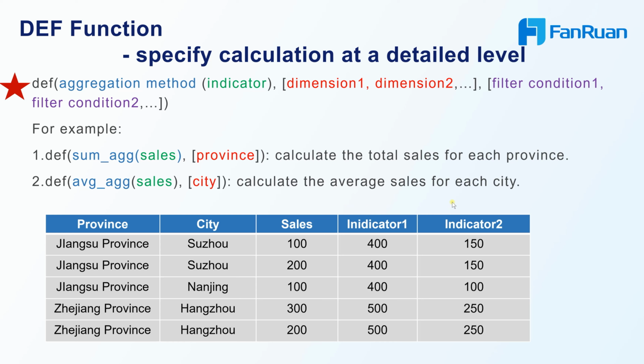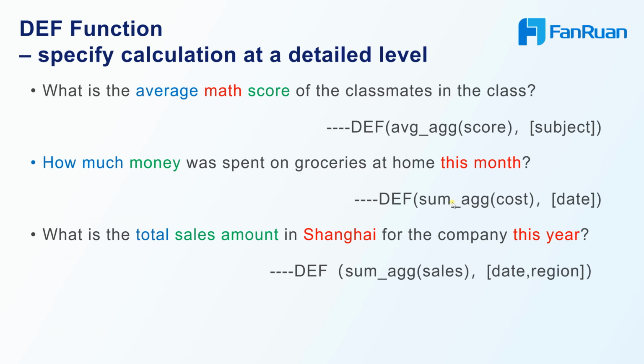Through these examples, you should now understand the basic structure and usage of the define function. Let's return to some practical examples. For instance, if I want to know how much money my family spent on groceries this month, the metric is money, and the aggregation method is sum. The dimension is this month.